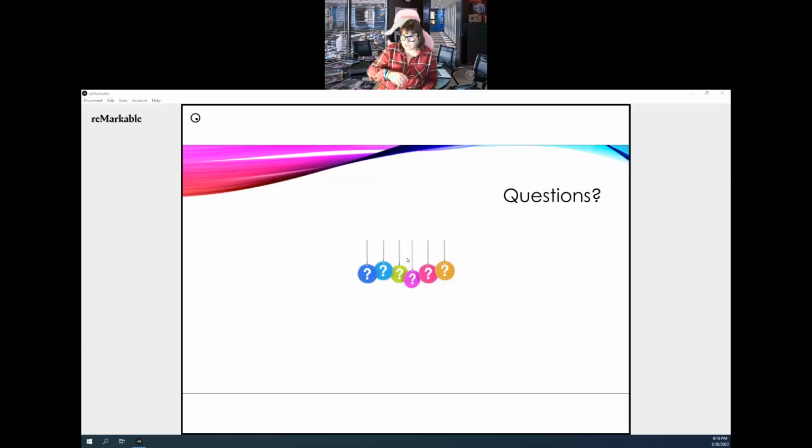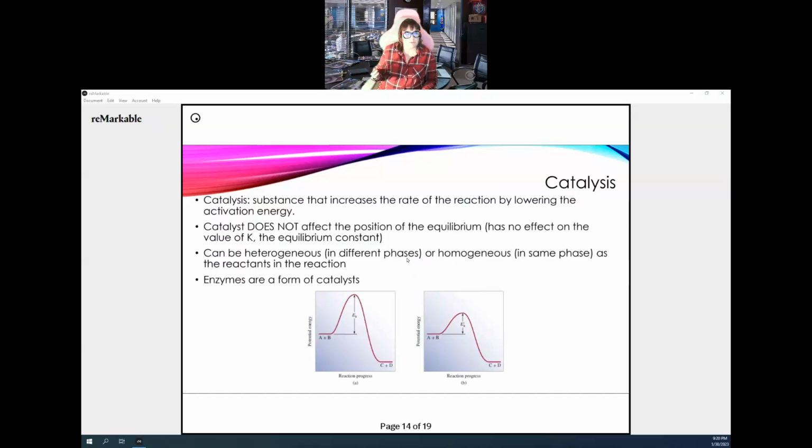And we left off with questions. Let's see what we get when we go to catalysis. A catalyst is a substance that increases the rate of the reaction by lowering the activation energy. So yes, it lowers the activation energy. Now, it does not affect the position of the equilibrium. It doesn't affect how much product I have, how much reactant I have. It doesn't change the value of K, the equilibrium constant.